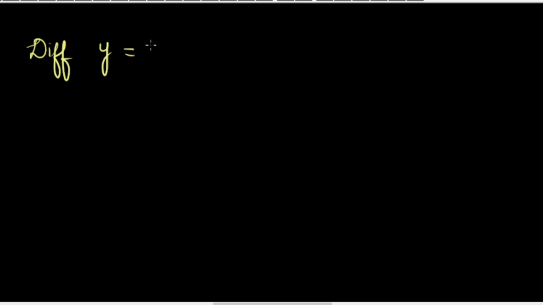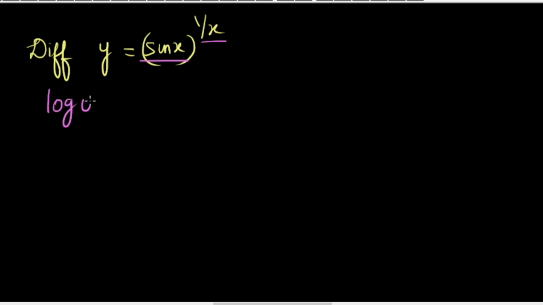Differentiate y is equal to sine x to the power of 1 over x. Here this function cannot be differentiated directly because the base is a trigonometric function and the power is also a rational function. So we need to go with our logarithmic differentiation method. We are going to apply log on both sides.